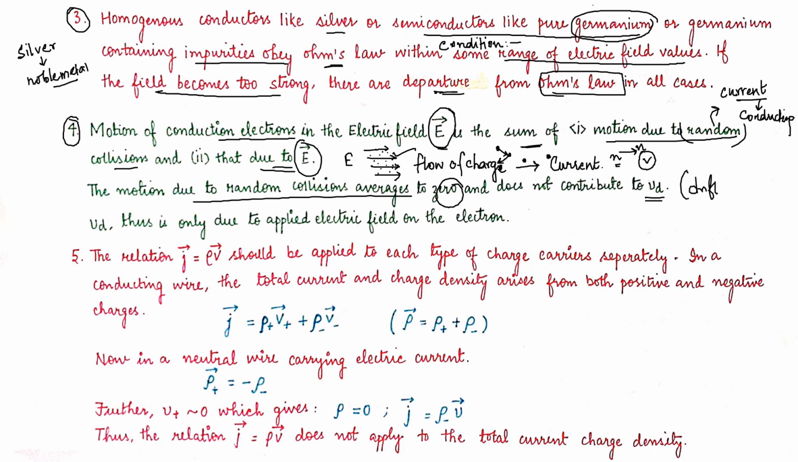This is drift velocity. So the contribution is not exactly null, but some contribution is always there. This is something written in the book that we have to follow, but in practice, if we see this summed up, the random collision current is not zero.